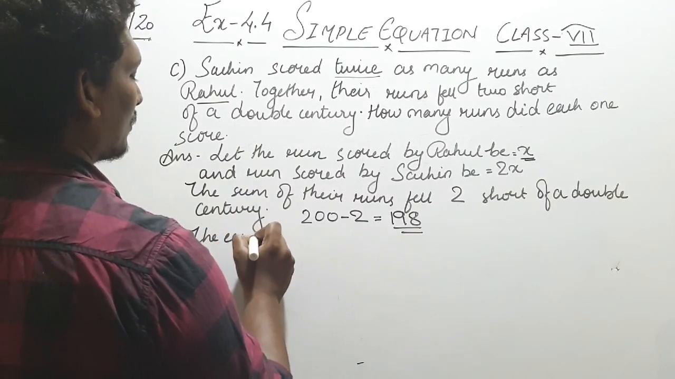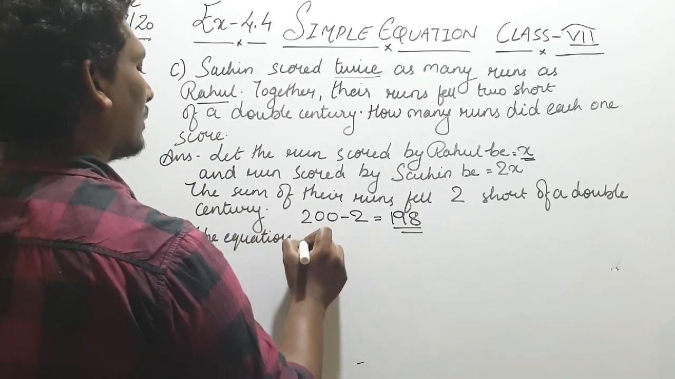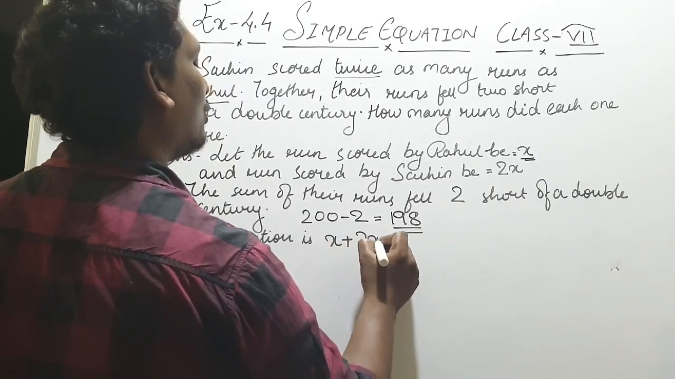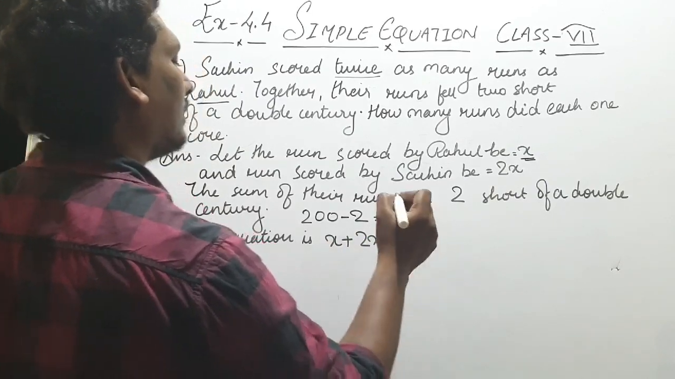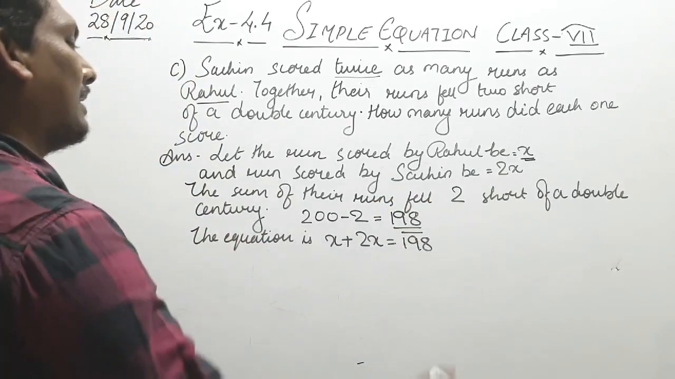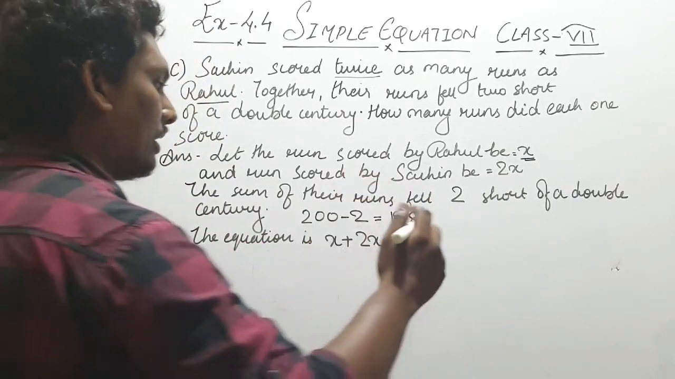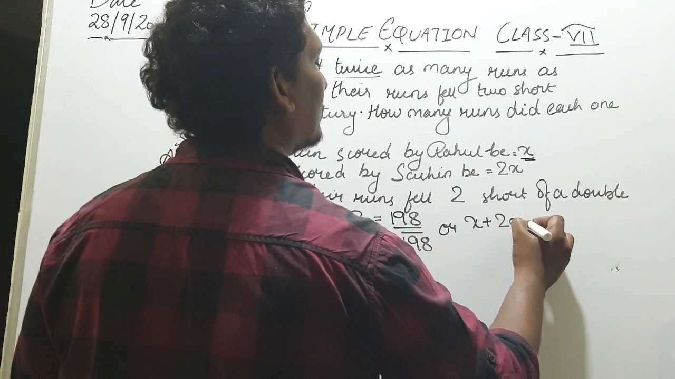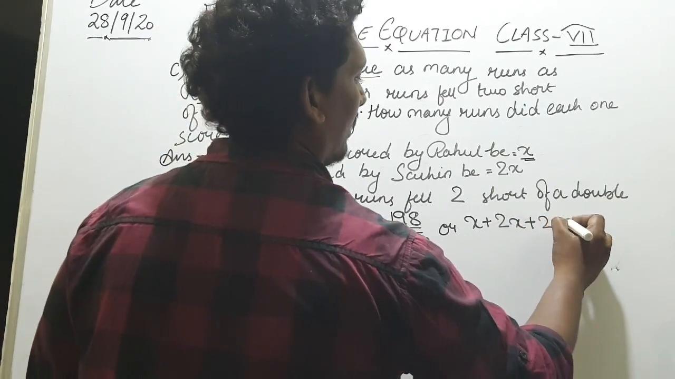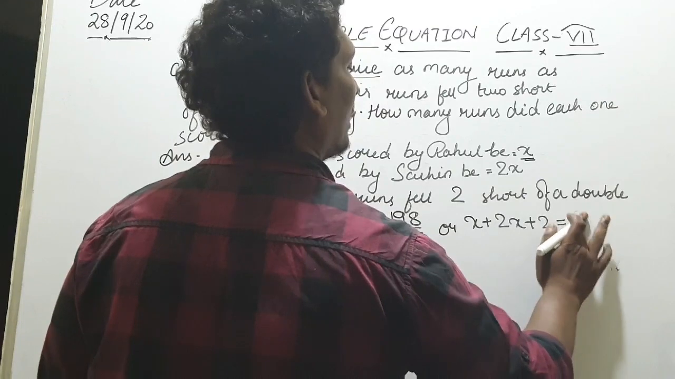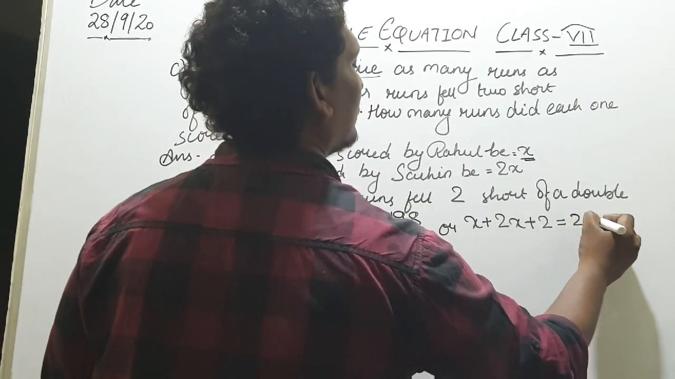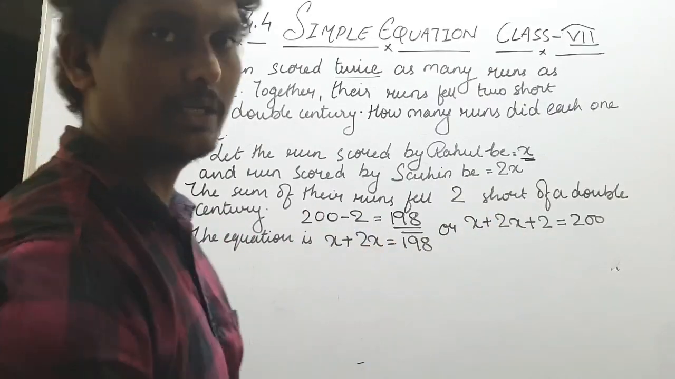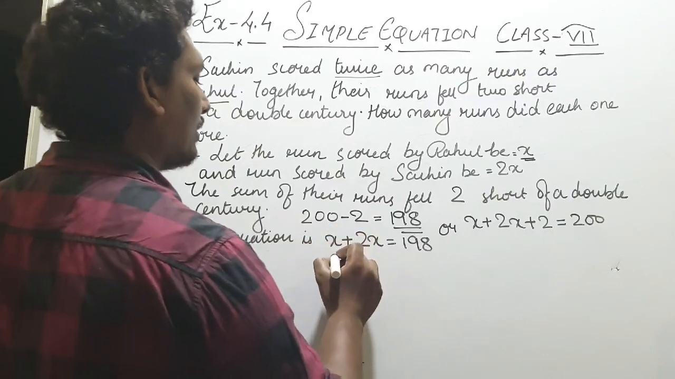So the equation will be like this. The equation is x plus 2x is equal to 198. Okay, we can write it like this directly, or if you want, you can also write x plus 2x plus 2 is equal to 200. Okay, they are talking about a double century, right? So in this way also you can write, or in this way also you can write. In both cases you will get the same answer, right?